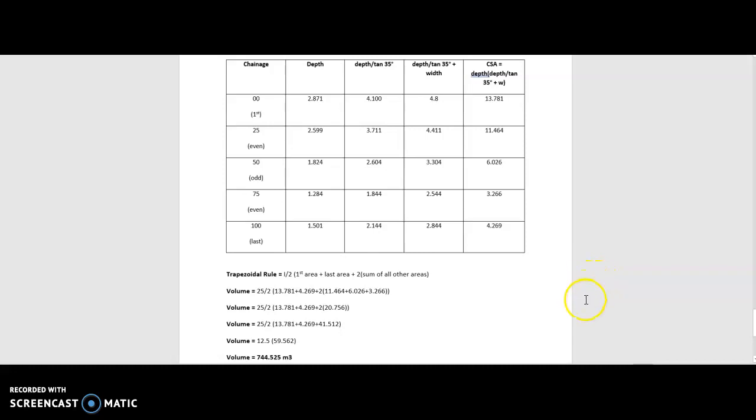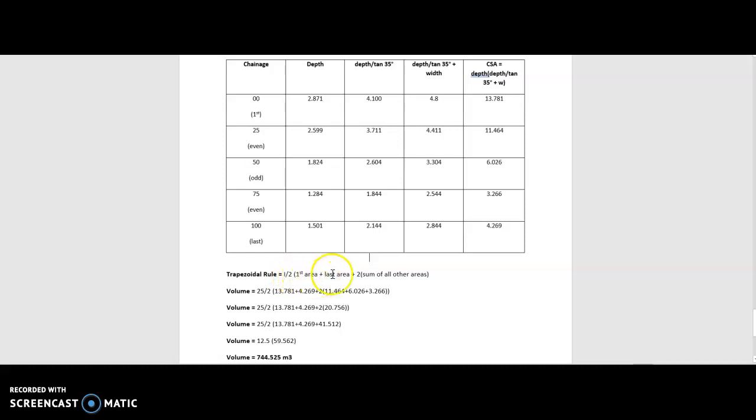Finally, then, we're going to check the area using the trapezoidal rule. Now, the trapezoidal rule is ever so slightly different, and it's the interval divided by 2. So again, we've taken our readings every 25 meters, so it'll be 25 divided by 2.